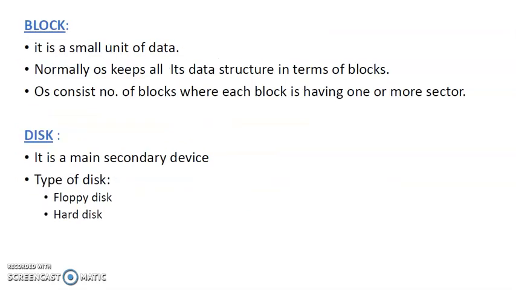So the file system contains some terms. The first one is a block. A block is a unit of data which is provided by the operating system. Normally the operating system also keeps all its data structures in terms of blocks. So the operating system considers the number of blocks, where each block has one or more sectors. So what does sector mean? It is a subdivision of a track.